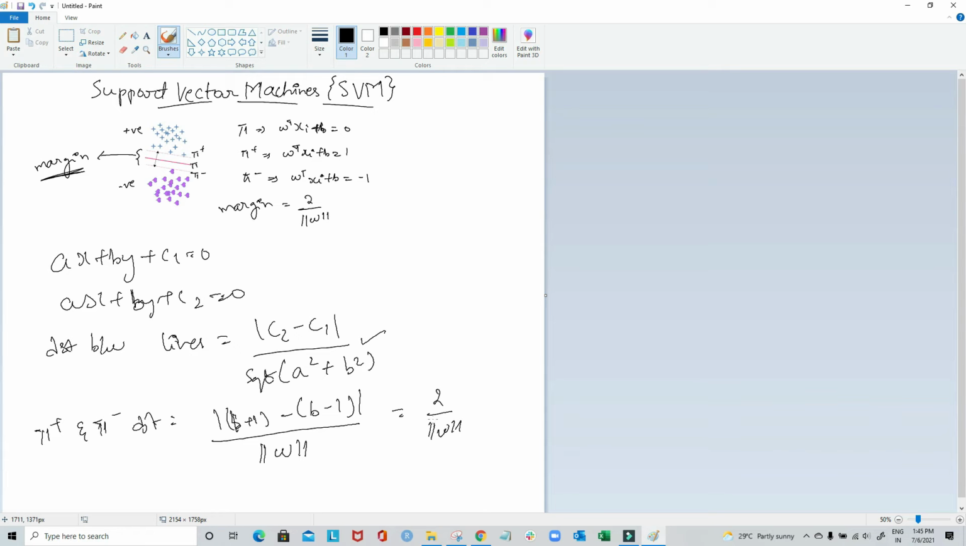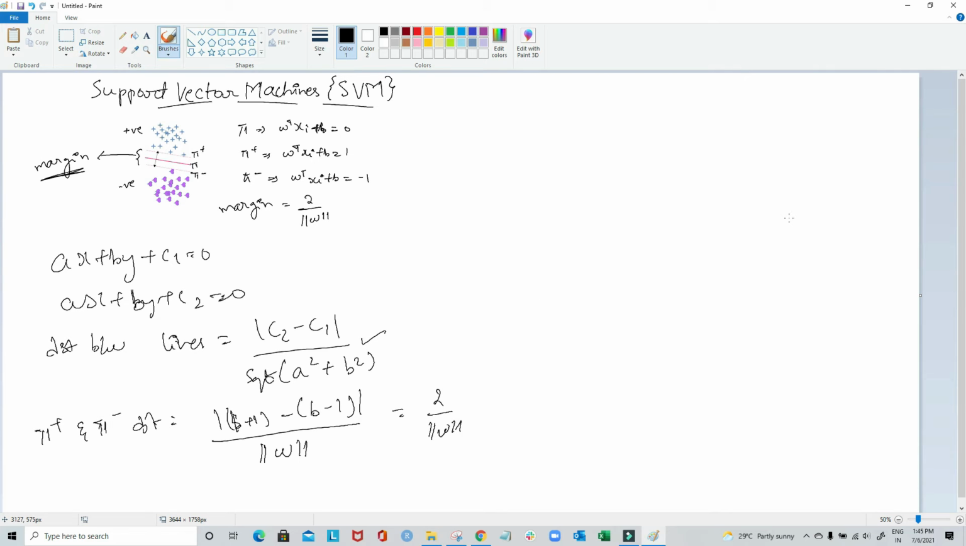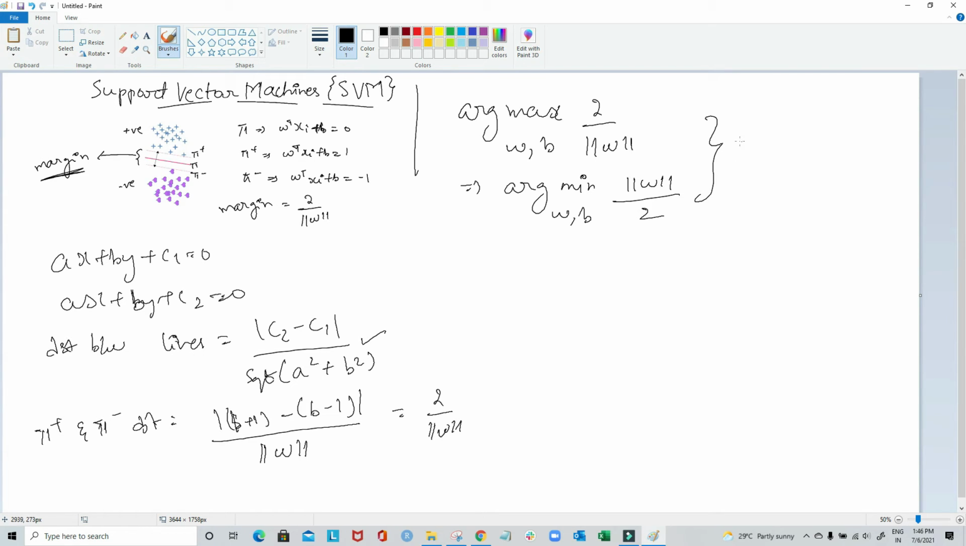So the optimization problem for SVMs becomes: we have to maximize the margin, right? So the optimization problem becomes argmax of, we have to find W and b for which we can maximize 2 by the norm of W, and this can be rewritten as argmin of, we have to find W and b for which the norm can be minimized. Now this is called hard margin SVM.